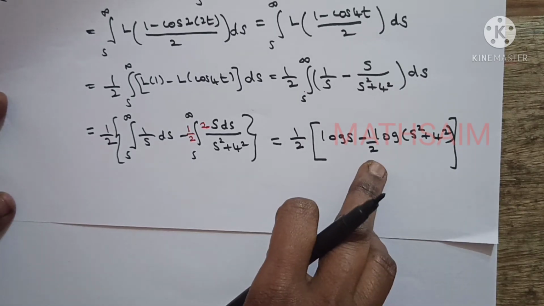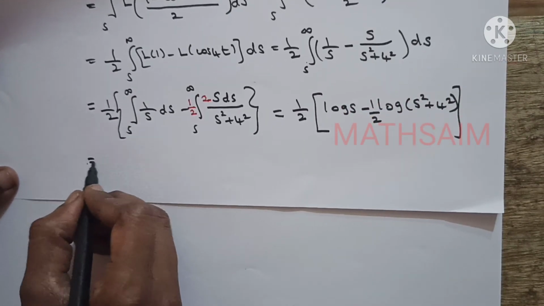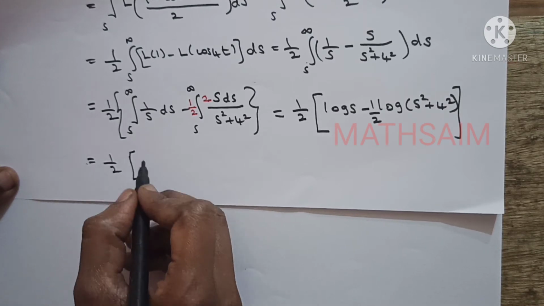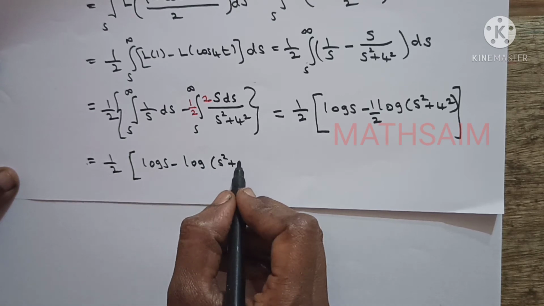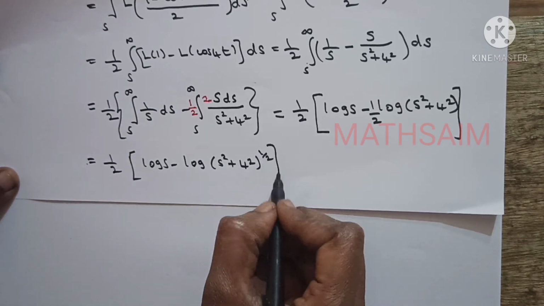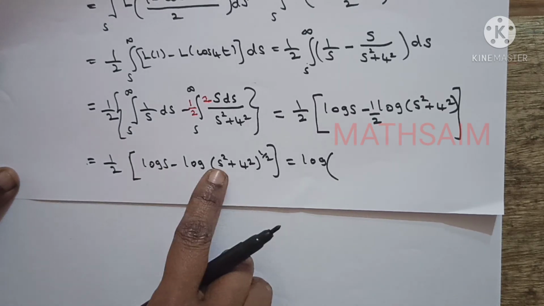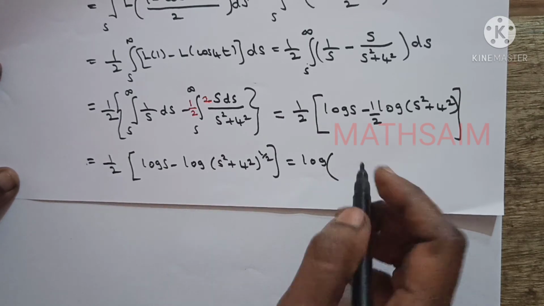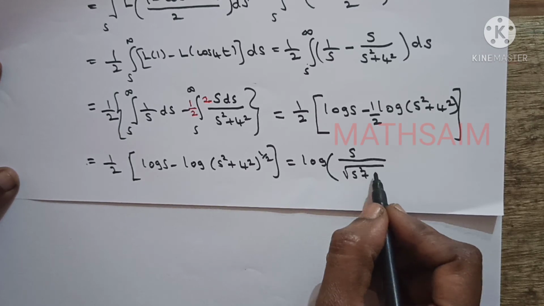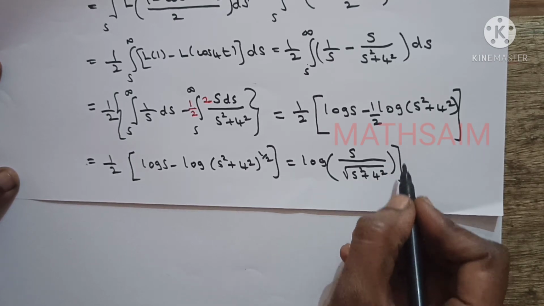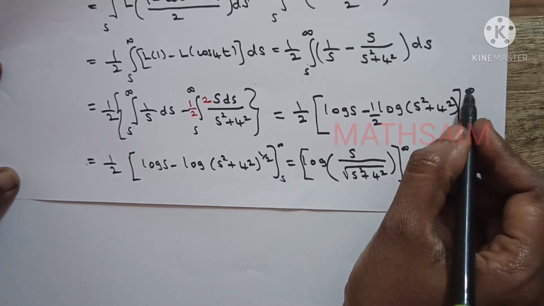Now we can write this 1 by 2 in the form of log m power n. So now this is equal to 1 by 2 into log s minus log of (s square plus 4 square) whole power 1 by 2. Now, what is log a minus log b? It is log a by b. So log of s divided by square root of s square plus 4 square. In all the places, we should definitely write the limit, without forgetting the limit values.